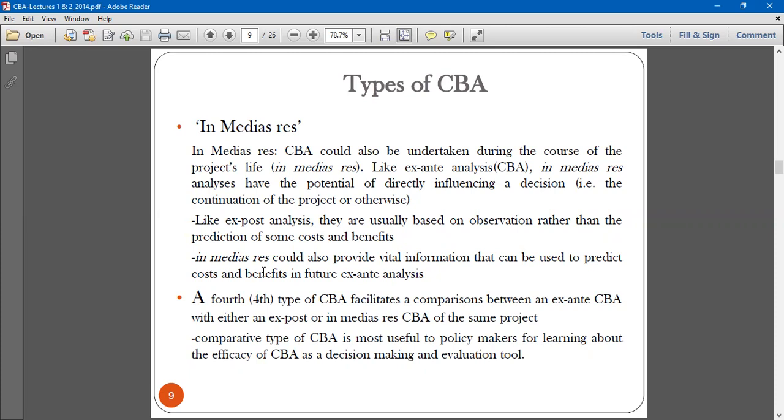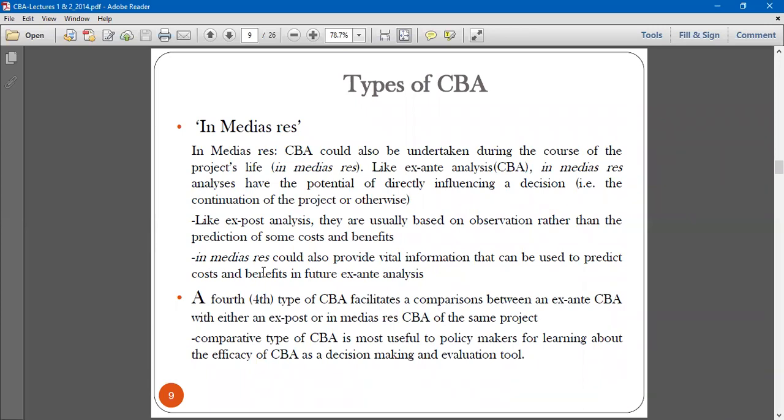Okay, and then with features like the ex-post, that one is more observational. The thing is ongoing, so we are just observing how things are going. Okay, what are the costs that we have incurred so far? What are the benefits that we have incurred so far? So that one is more of ex-post. Okay, so that's the third type.